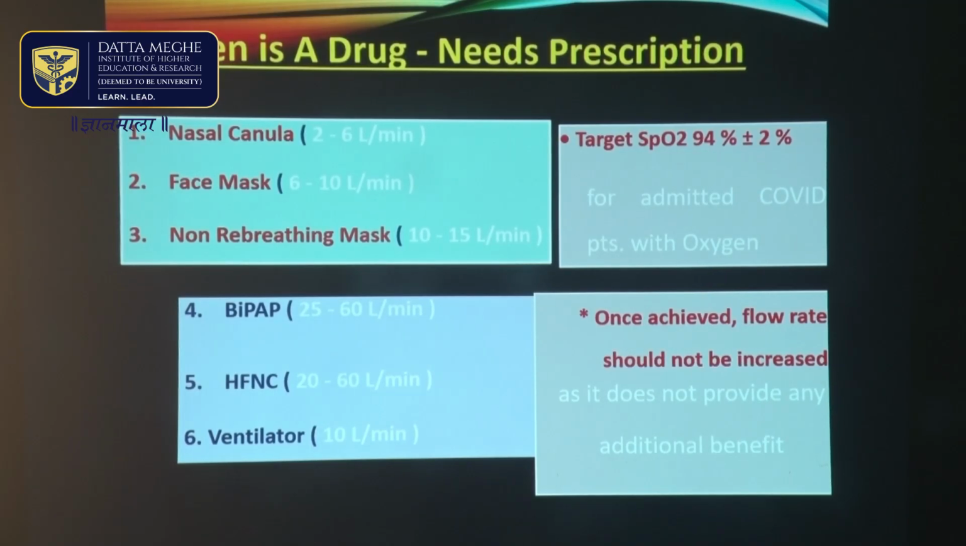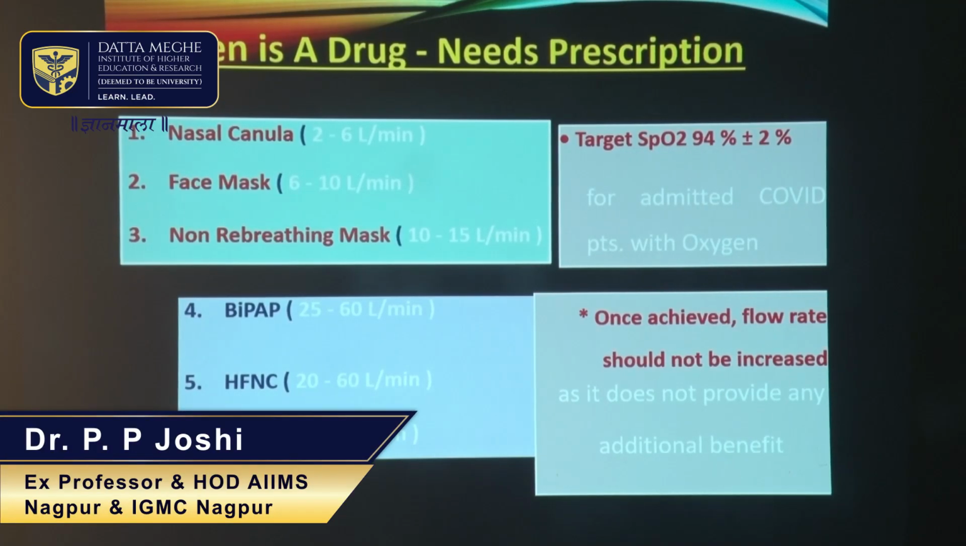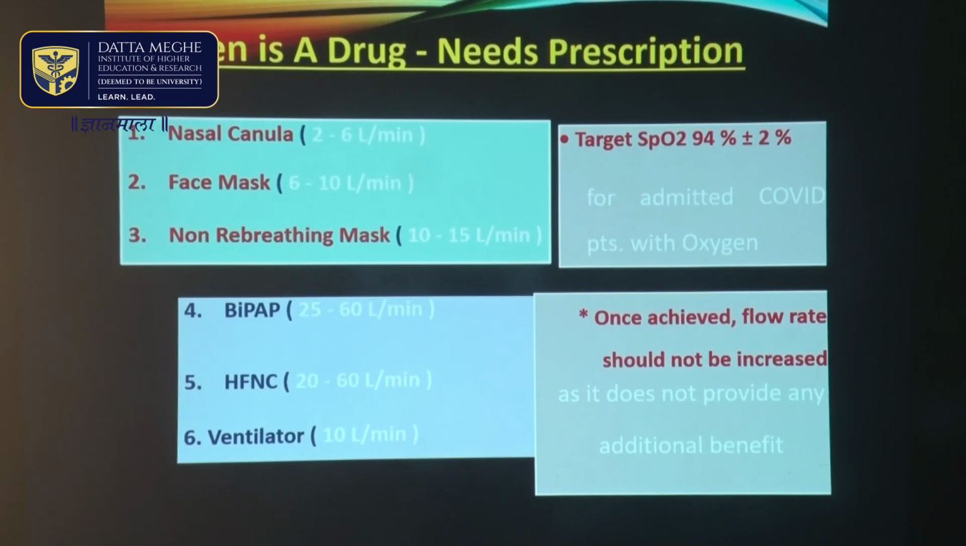We have to target an SpO2 of 94%. And if this patient is still not improving, we may have to put the patient on a non-invasive ventilator like BiPAP or CPAP, or before that we can put the patient on high flow nasal cannula oxygenation, where we can deliver about 20 to 60 liters of oxygen per minute. And of course, if the patient is not responding, we have to put the patient on an invasive ventilator. So oxygen therapy is very important.